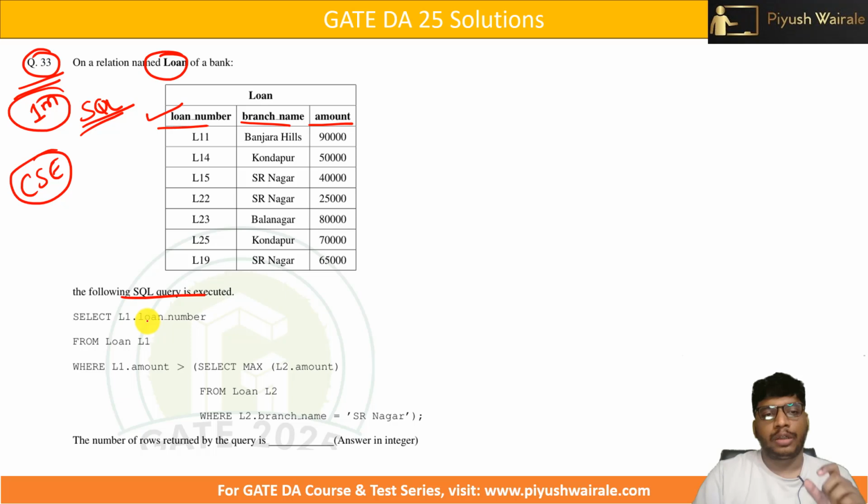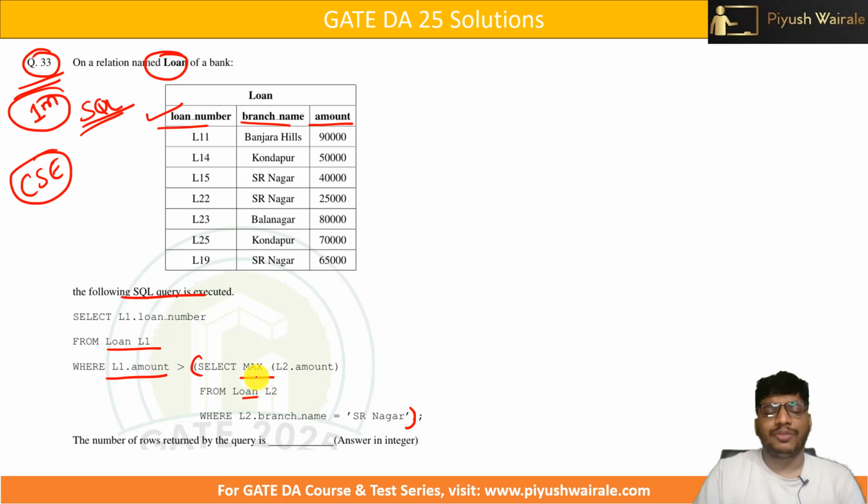Select L1.loan_number from loan L1 where amount is greater than what? Select max(L2.amount) from loan L2 where L2.branch_name equals SR Nagar. So we need to compare the amount with the output of this particular subquery. Here you can see L2 refers to this loan table, and L1 also refers to this loan table.